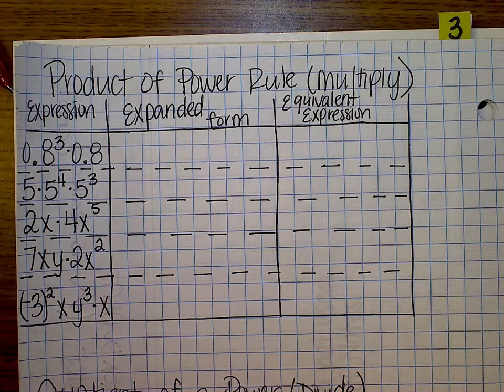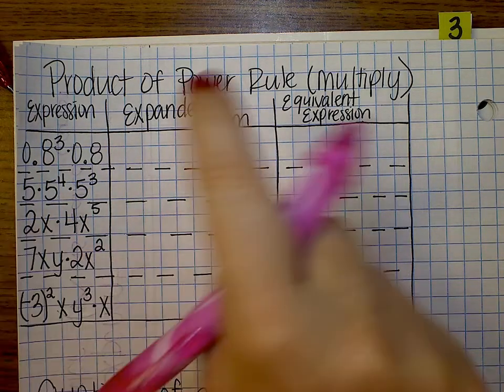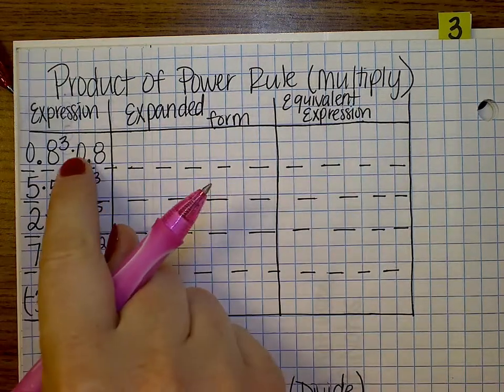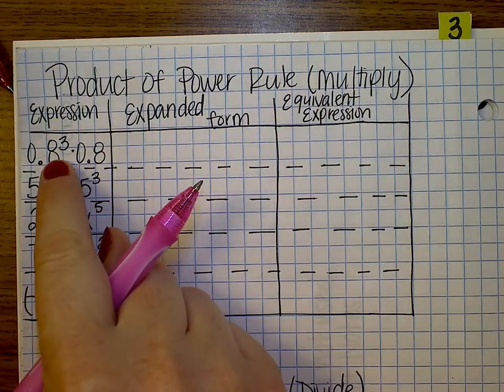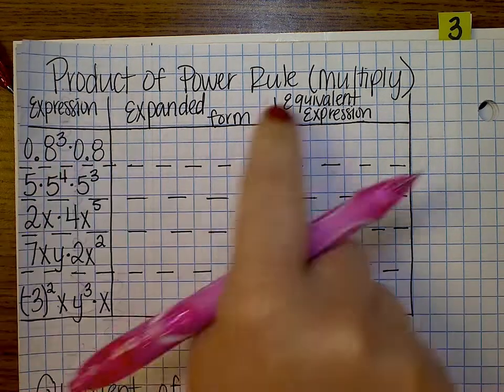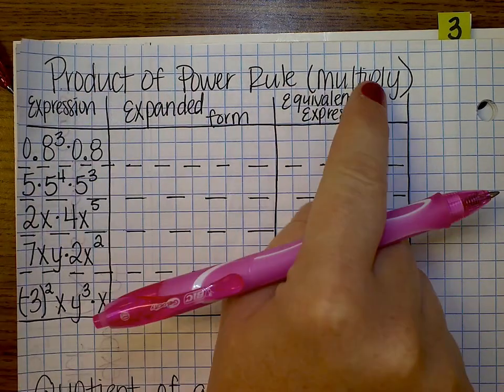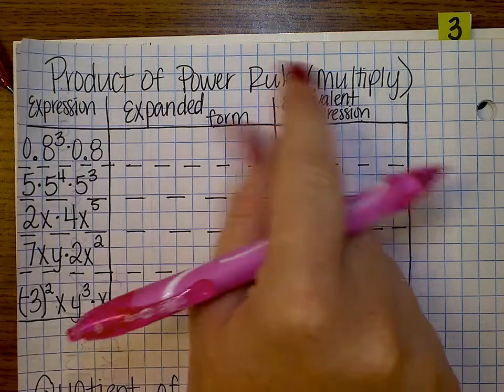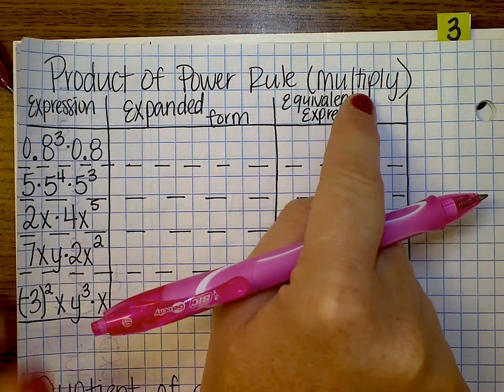So here is product of a power rule, so multiplying. You will notice that this question was on the assignment that we've been working on. And again, product means to multiply. Remember, product is the answer to a multiplication problem.